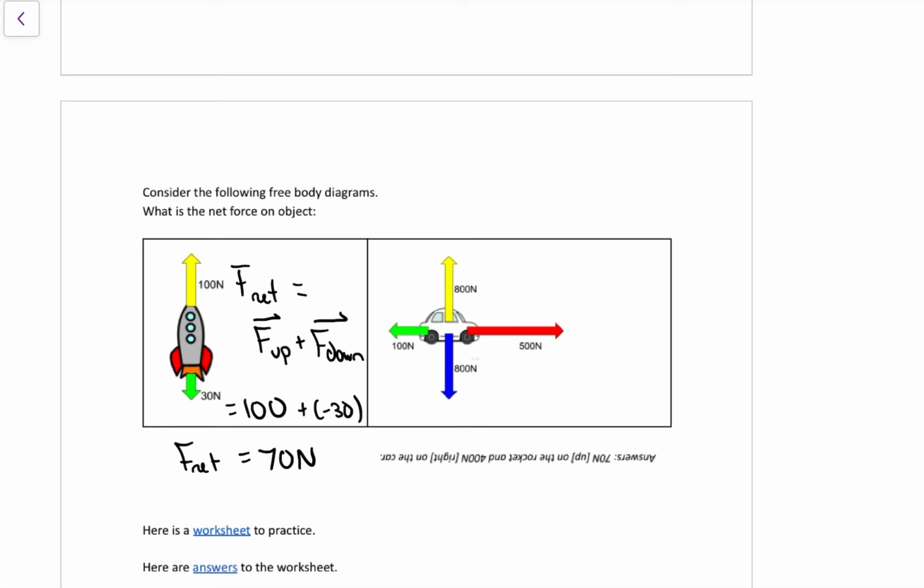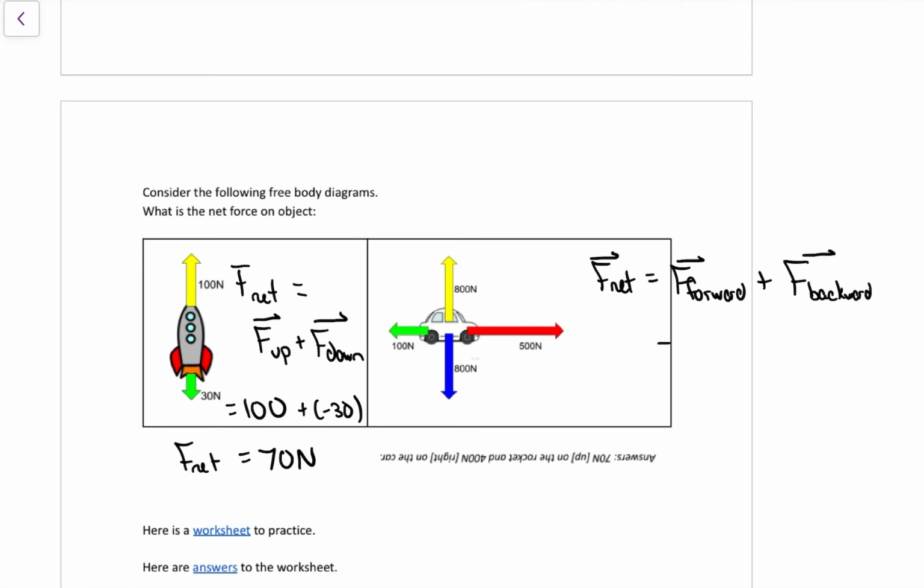Before I doodle it, you look at the next one. We've got 800 up and 800 down. What happens to those two? Then we've got 500 forward and 100 backwards. So the net force is the forward as a vector plus the backward as a vector.